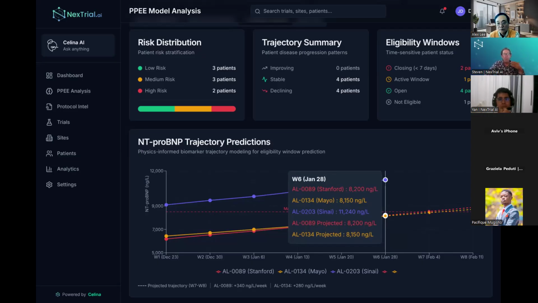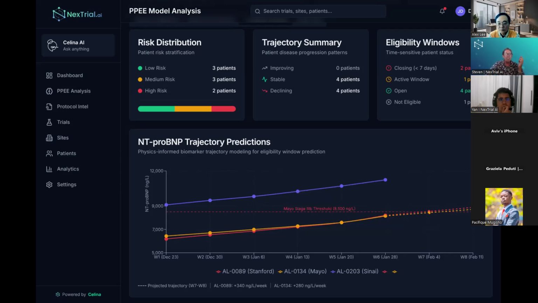The engine models the biomarker dynamics as differential equations, not just curve fitting, but actual physics. The NT-proBNP progression in cardiac amyloidosis follows a well-characterized dynamic. And we code those dynamics as hard constraints in the model. So the AI can't predict a trajectory that violates clinical physics. It can't hallucinate a suddenly improving cardiac biomarker in a stage 3B patient.